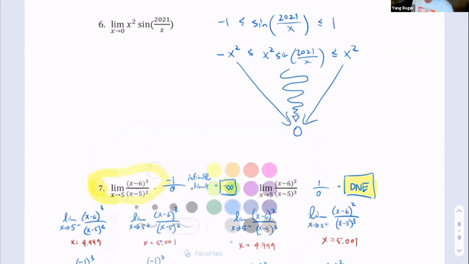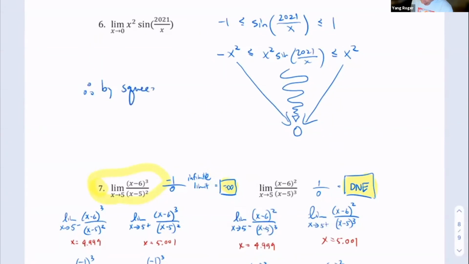So all you have to write is, therefore, by the squeeze theorem, the limit as x goes to 0 of x squared times sine of 21 over x is equal to 0. So the squeeze theorem is just this idea that you have bounding functions and they both go to the same number, so they both get squeezed down, and then the thing in the middle is trapped.